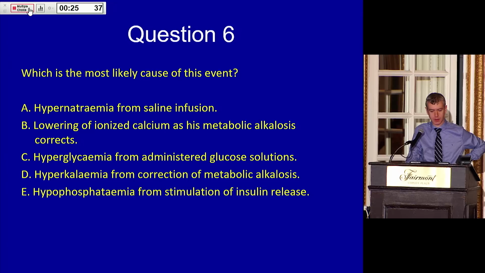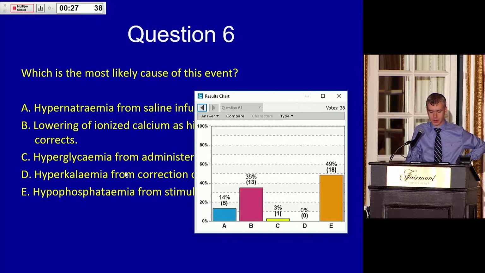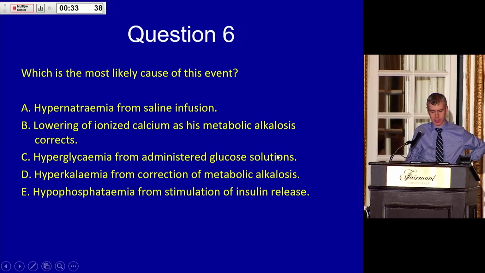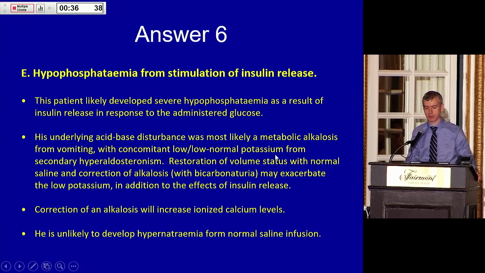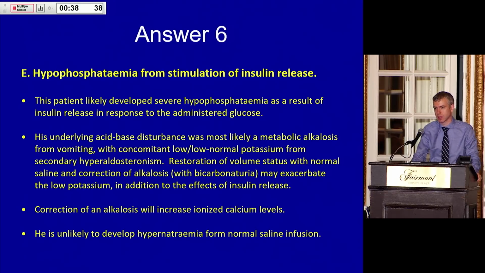So I'll stop it here. So a bit of a variety here as well. Some people choosing B, A, and E. The correct answer here is actually E. This is hypophosphatemia from stimulation of insulin release. This is the very characteristic narrative of refeeding syndrome.